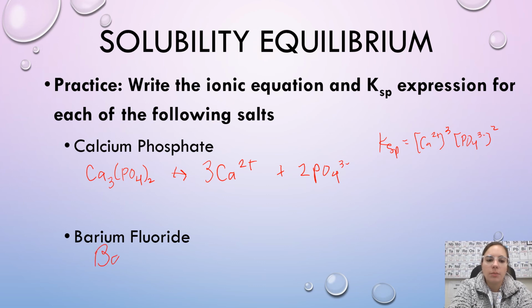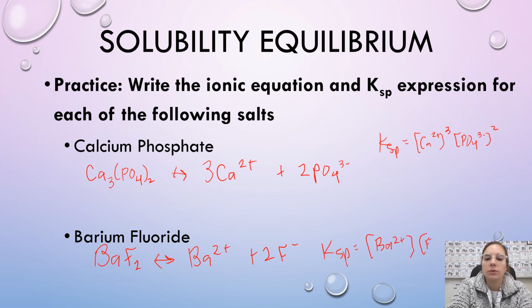Last one, we've got barium fluoride. It's going to dissociate into a barium and 2 fluorides. So then the Ksp is equal to the concentration of barium times the concentration of fluoride squared. Okay, I did not just teach you anything new. You knew how to do that. We're just applying it to a solid dissolving now. So it just has a specific name, Ksp, and we don't have a denominator because it's a solid. But nothing we just did was new.